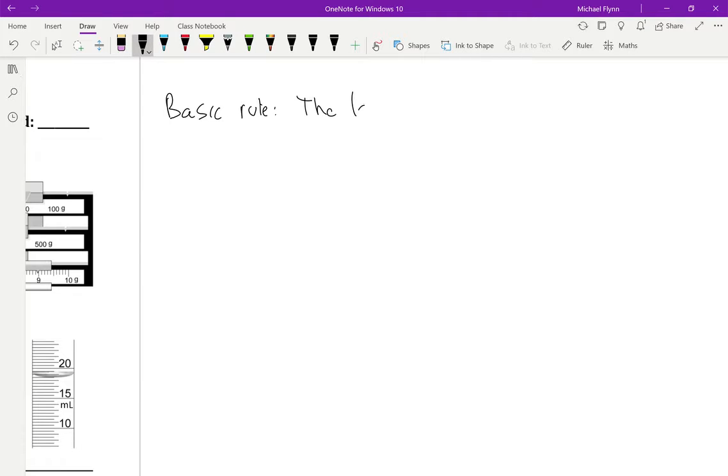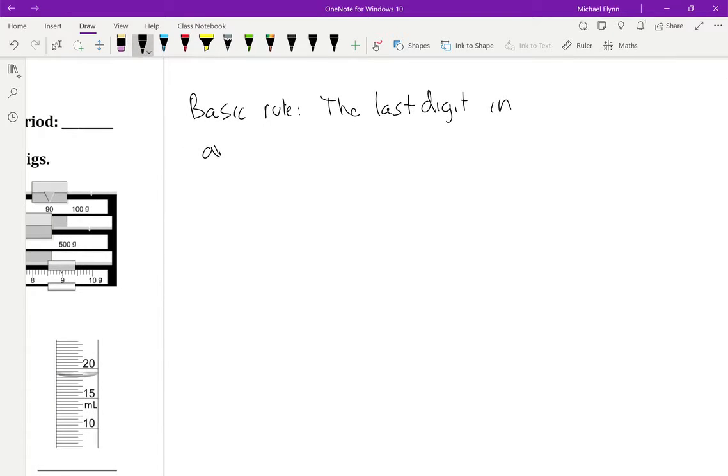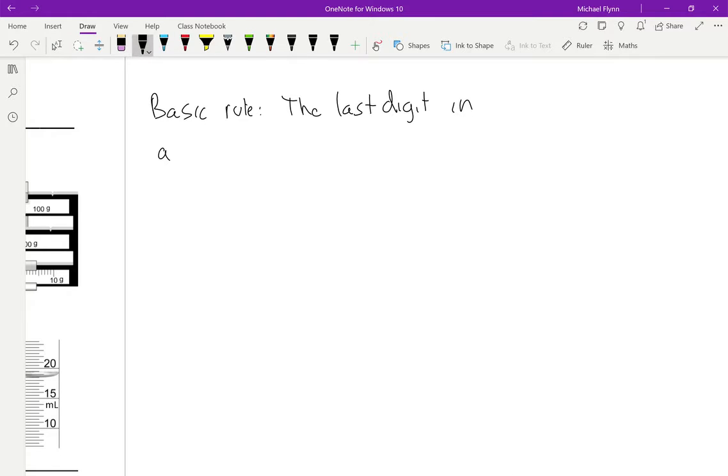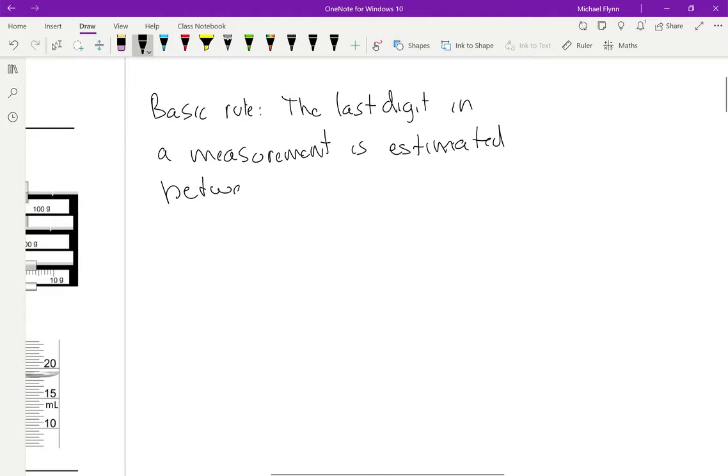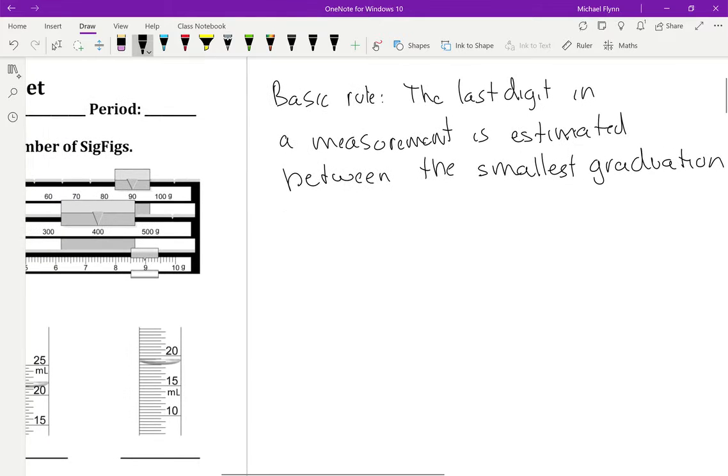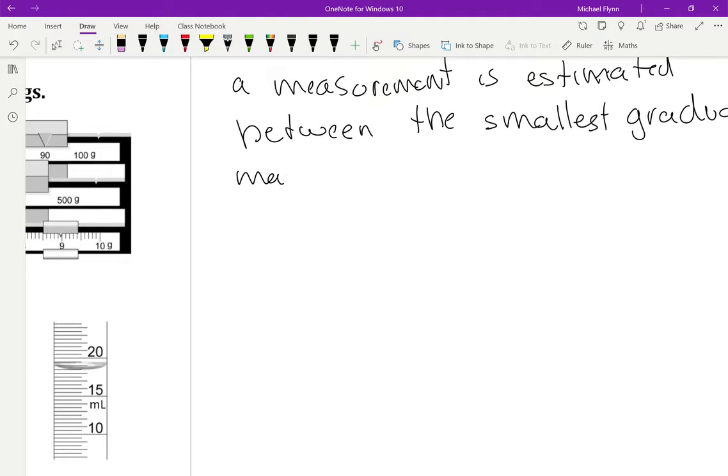is the last digit in a measurement is estimated between the smallest graduation marks. Okay, now let me explain that.